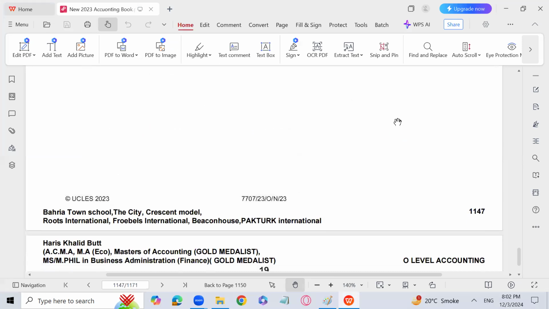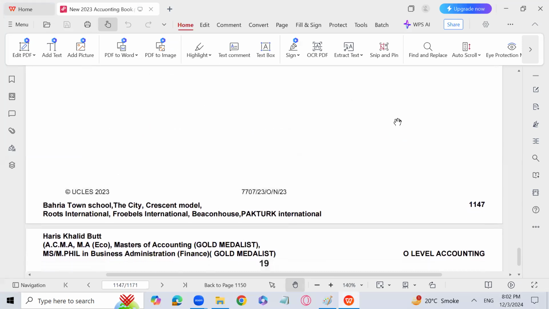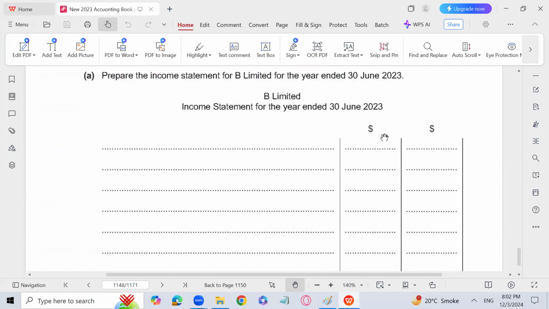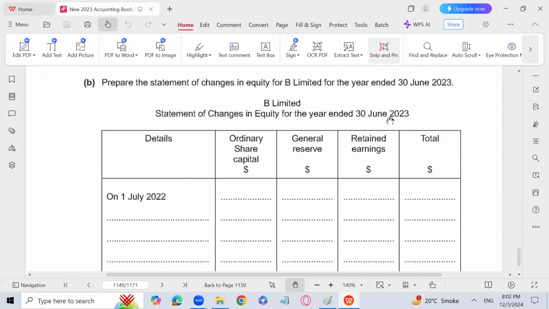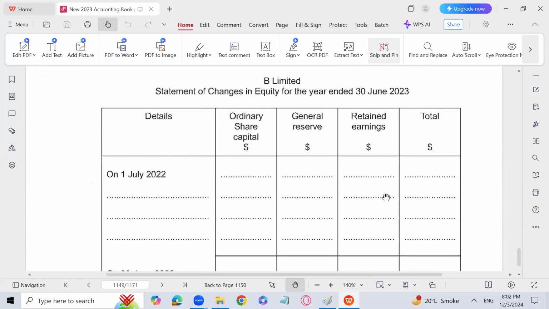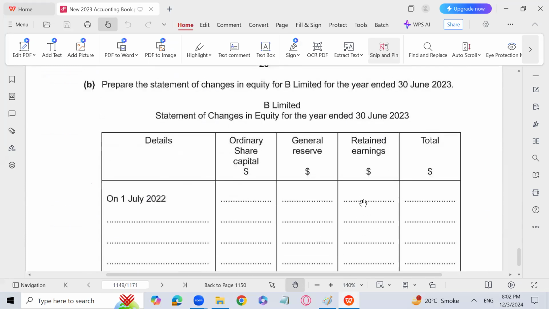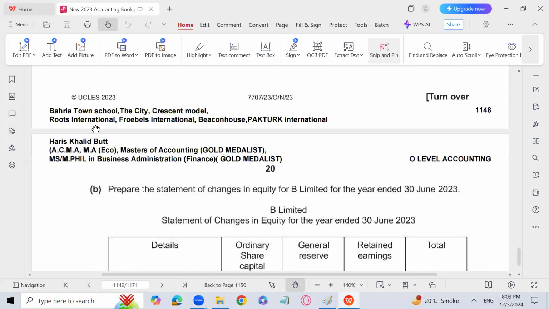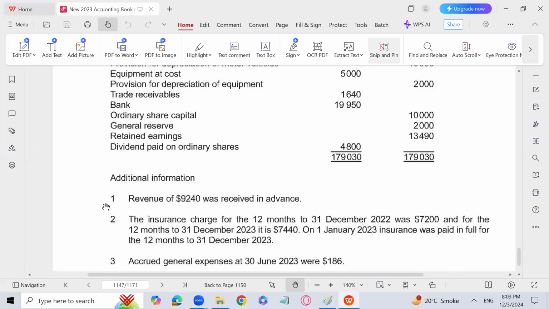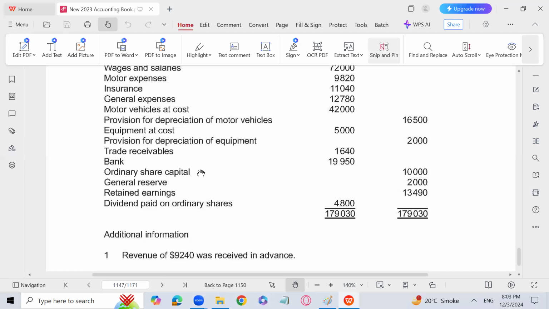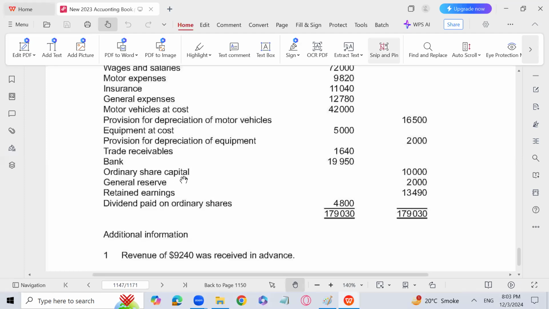So this is the October/November 2023 question which has come in the paper. Income statement, we are done with that. Only 6 marks are there. Statement of changes in equity: ordinary share capital, general reserve, retained earnings, and the total column is also required. On 1st July 2022, we have a balance. Let's see the balances of ordinary share capital, general reserve, and retained earnings. If you look at the question, the balance of ordinary share capital is written over here, 10,000. So let me write it down.